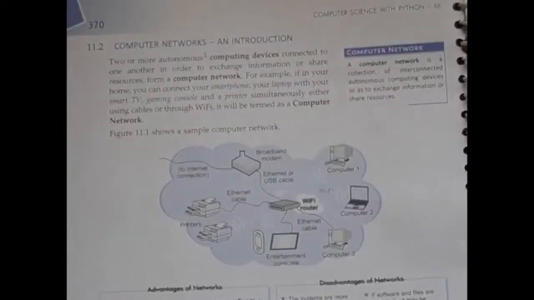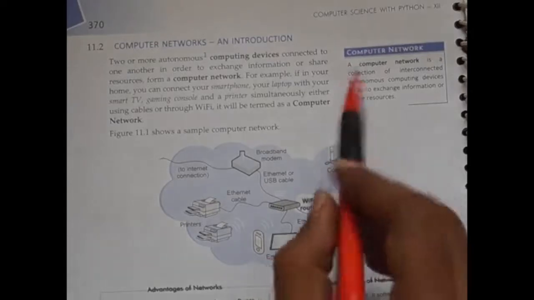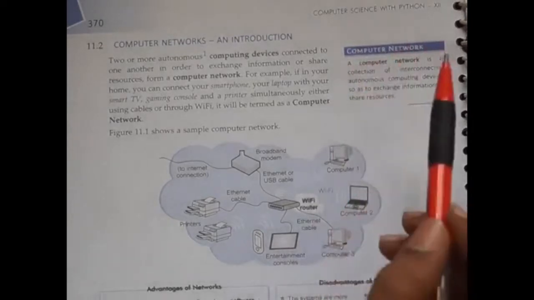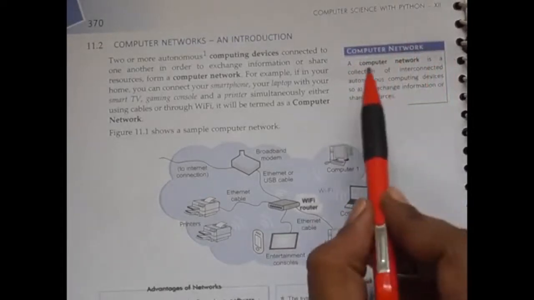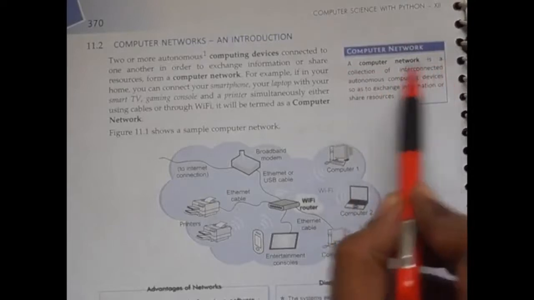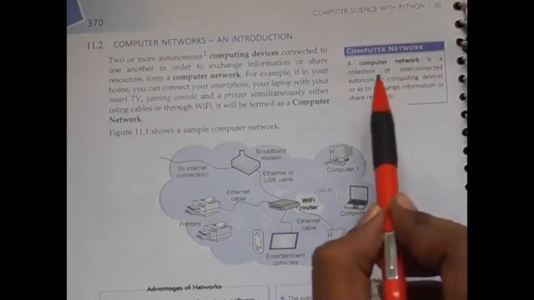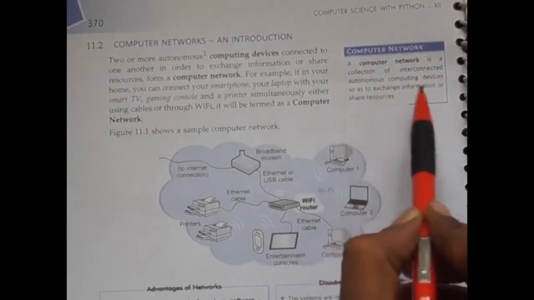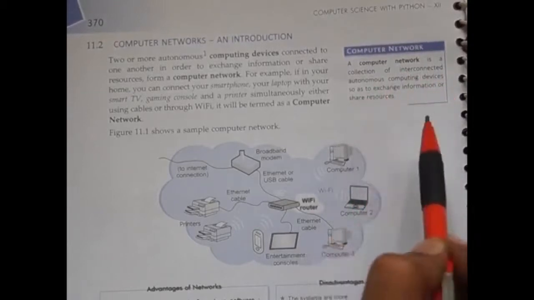So good morning students, it is a computer science class. Take page number 370. Lesson number 11, computer networks, part 1. Okay. First we are going to see what is called a computer network. A computer network is a collection of interconnected autonomous computing devices so as to exchange information or share resources.